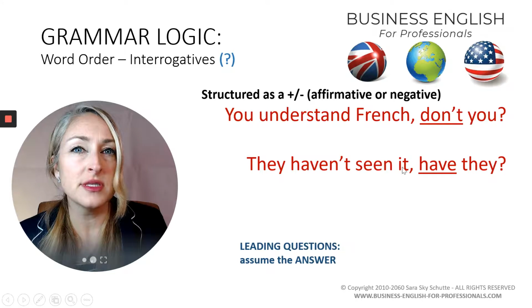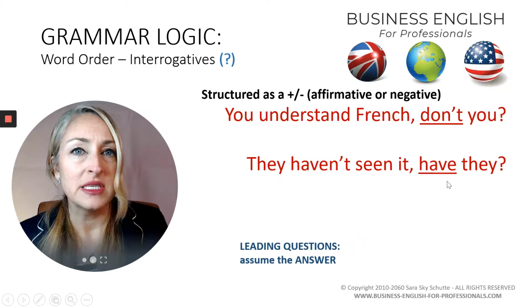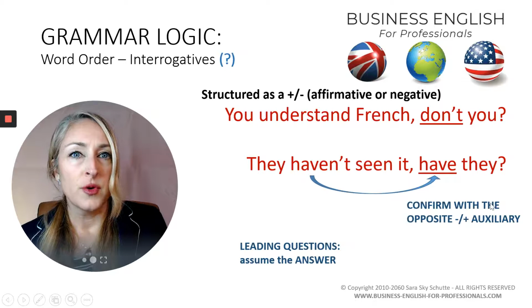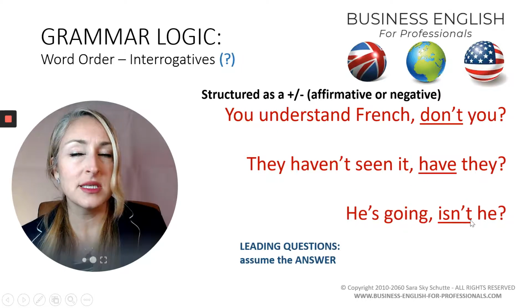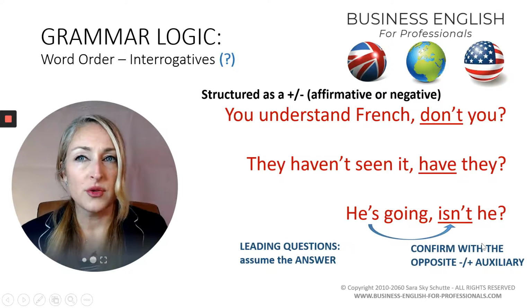They haven't seen it. So here I'm assuming the negative. They haven't seen it, have they? Same subject, they, and same auxiliary. So we confirm with the opposite. So haven't is the negation. Here's the affirmative. They haven't seen it, have they? He's going, isn't he? This is to be. This is he is. And then we have the negation here. So confirm with the opposite. He's going, isn't he? So this is very common.